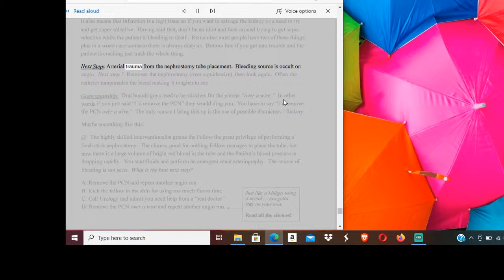Next step, arterial trauma from the nephrostomy tube placement. Bleeding source is occult on angio. Next step: remove the nephrostomy over a guide wire, then look again. Often the catheter tamponades the bleed, making it tougher to see.